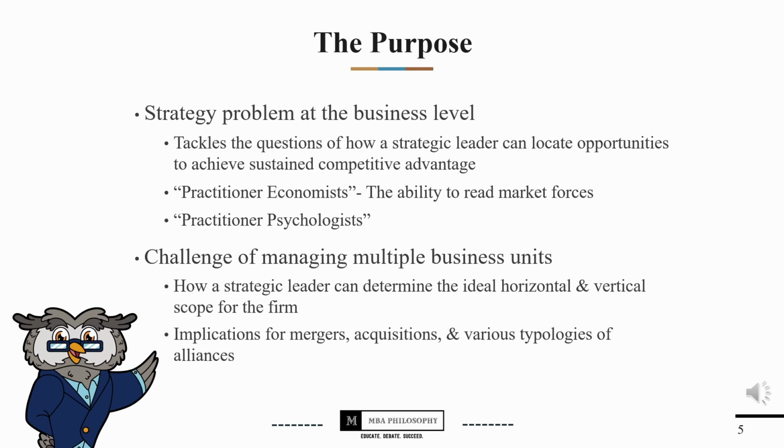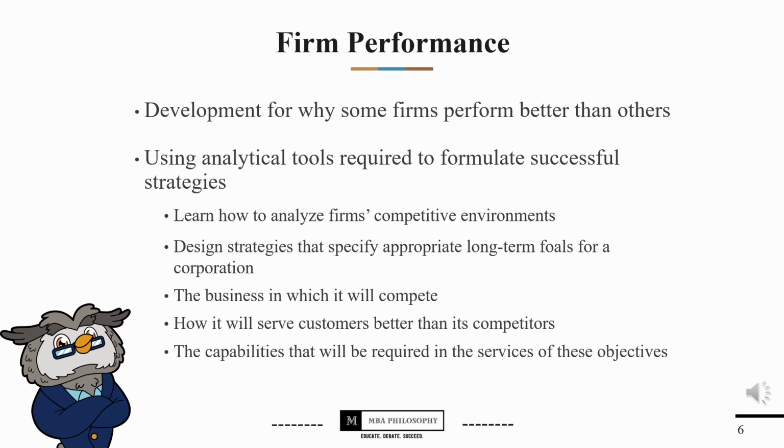Some of the challenges when managing multiple business units are when a strategic leader has to determine the right horizontal and vertical scope of the organization, such as implications for mergers, acquisitions, and various forms of alliances. Firm performance is a key takeaway from a strategy course because it looks at the development for why certain organizations perform better than others.